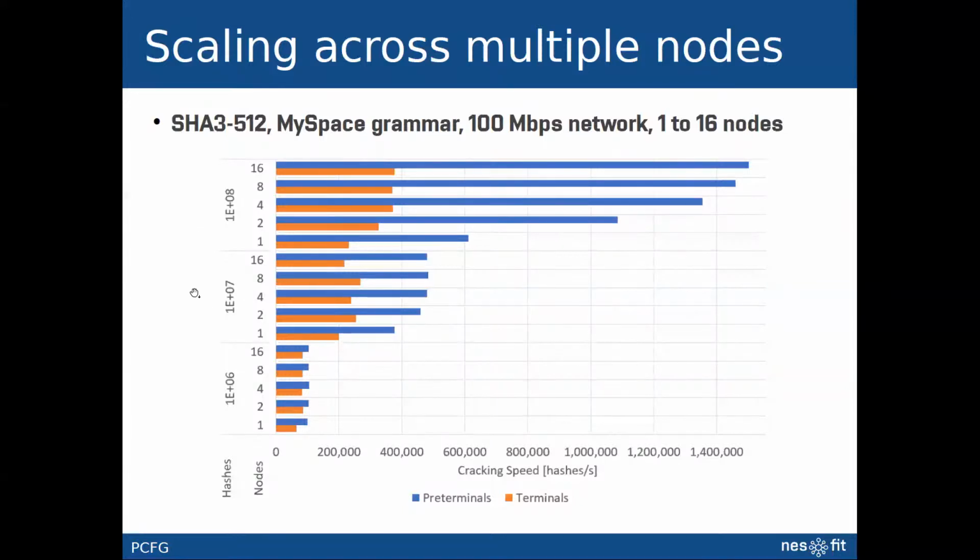We have three different tasks here. One was to generate 1 million passwords, then 10 million and 100 million passwords. The first two, especially the first one, were very quick. So the more interesting results are on the top. We can see that in every case, we were faster. The blue is our solution with distributing preterminals, while the orange is the original solution. In every case, we were faster than the naive solution.